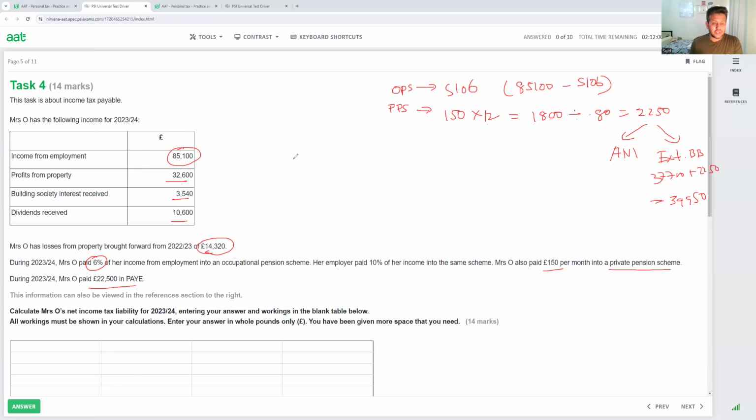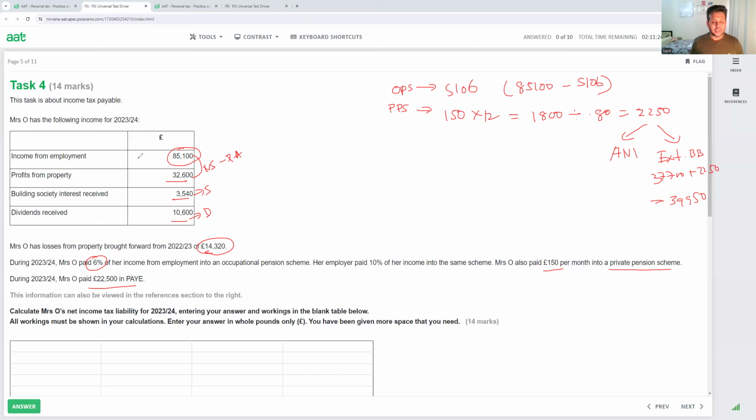The first thing I'd like you to start with is to find out the non-savings, savings, and the dividend. You can see here, the income from the employment and the profit from the property are non-savings. Then the building society is the savings, and that's the dividend. So you need to split it. Why is it important? Because our personal allowance needs to be deducted from the non-savings income. So from here, we need to minus our PA, personal allowance. How much personal allowance do we have? We don't know. We have to calculate it. So let's start with that.